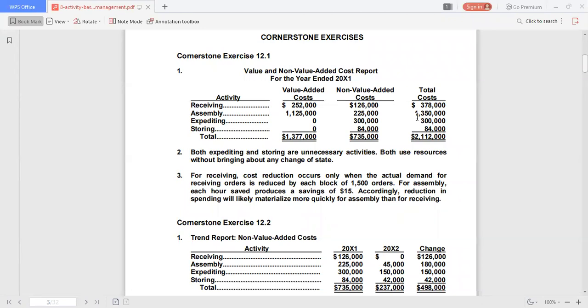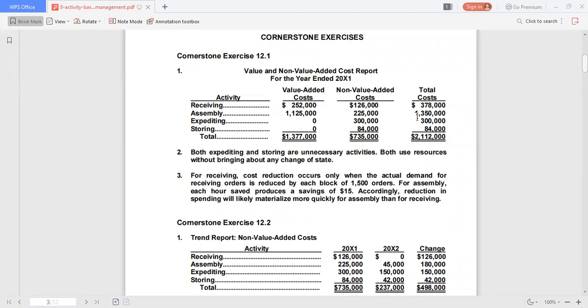Now, 4-3. What if receiving cost is a step fixed cost, with each step being 1,500 orders, whereas assembly cost is a variable cost? What is the implication for reducing the cost of waste for each activity? Now, for receiving, cost reduction occurs only when the actual demand for receiving orders is reduced by each block of 1,500 orders. For assembly, each hour saved produces savings of $15. Accordingly, reduction in spending will likely materialize more quickly for assembly than for receiving.